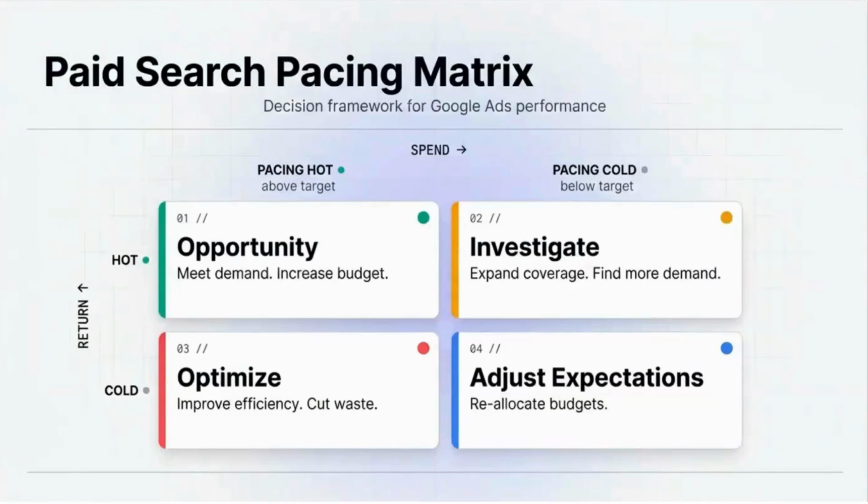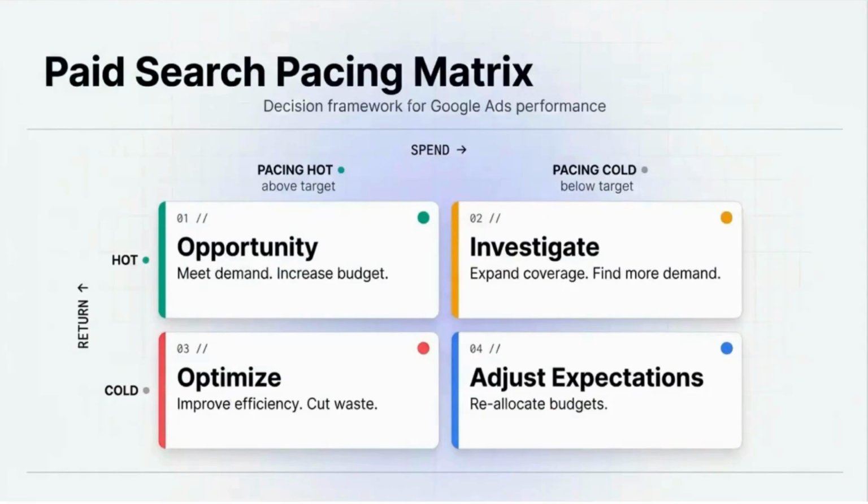First, if you have hot spend and hot conversions, there's an opportunity to talk to your clients about increasing budget. Because when demand is clearly there, you don't want to leave leads or sales on the table. Next, when you are overpacing on conversions and underpacing on spend, it's time to investigate. Can you use the available budget that you already have to increase volume even more?